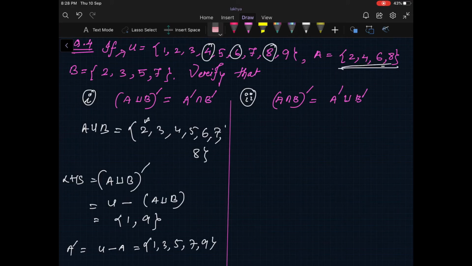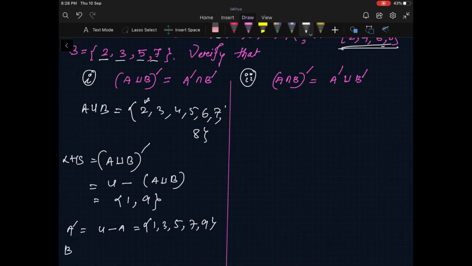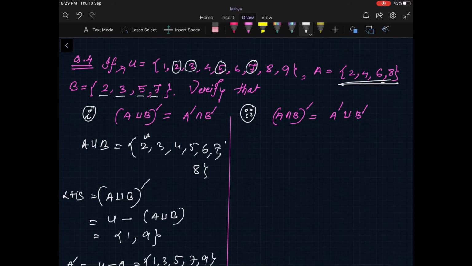So like that, let's find B complement. How to find B complement? Just eliminate the elements in set B from the universal set. What are the elements? 2, 3, 5, 7. Then B complement is U minus B, eliminating the elements in set B from the universal set.